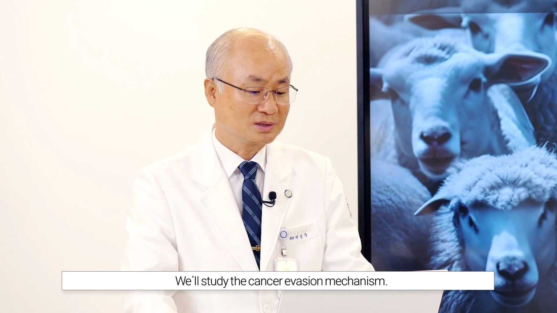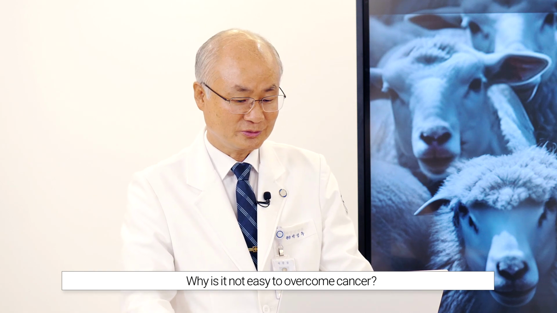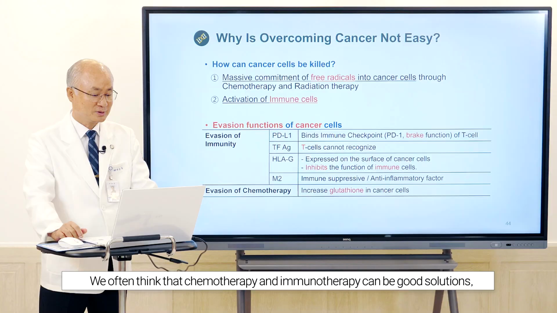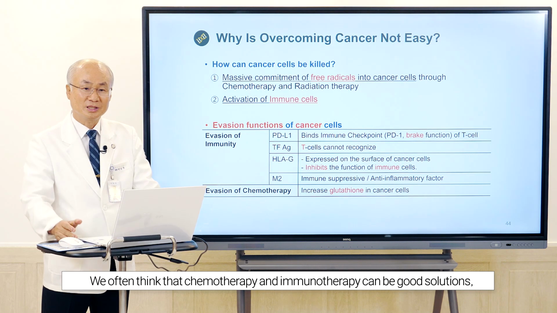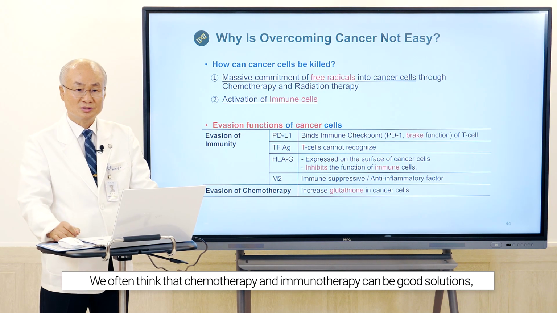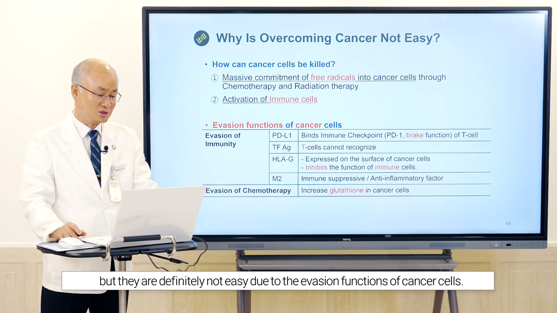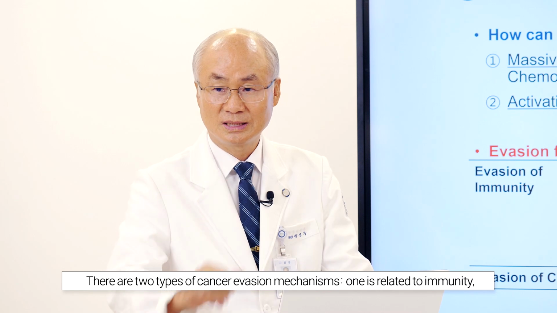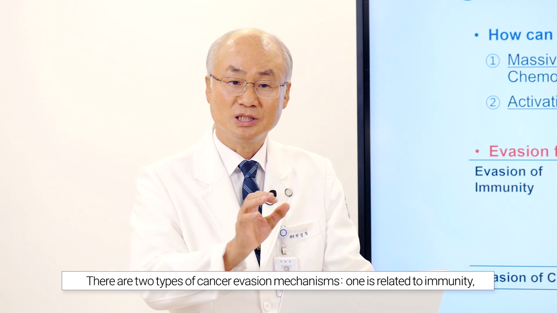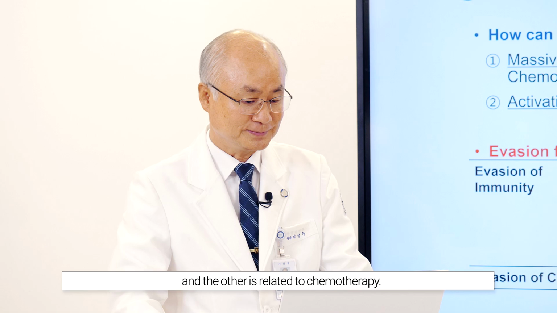So we'll study the cancer evasion mechanism. Why is it not easy to overcome cancer? We think chemotherapy and immunotherapy can be good answers, but it's definitely not easy because of the evasion function of the cancer cells. There are two kinds of cancer evasion mechanism: one is immunity, one is chemotherapy.